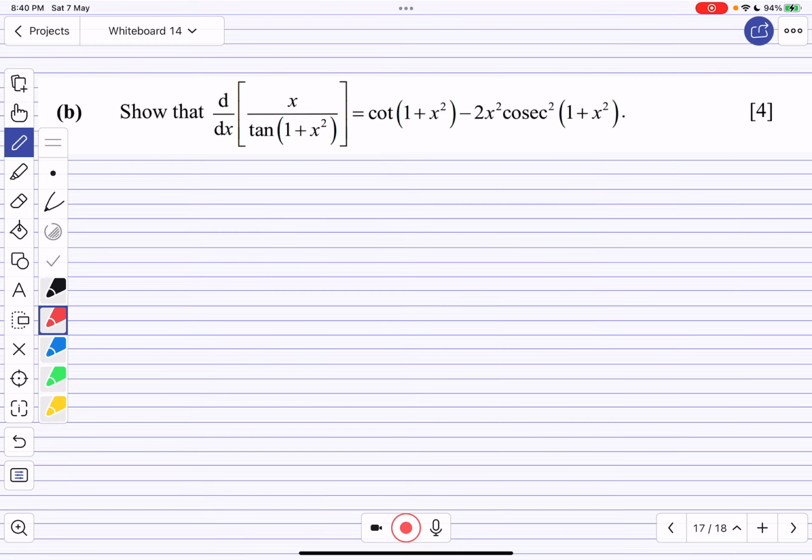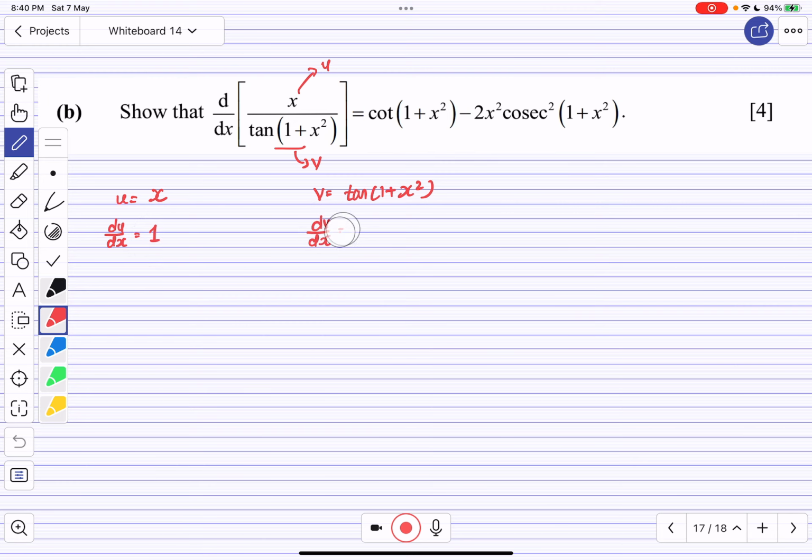As I usually do during lessons, I take a very safe approach. I will split it up into u and v, and I'll write u to be x and v to be tan(1 + x²). Then I'll differentiate them separately. du/dx equals 1, and here dv/dx.